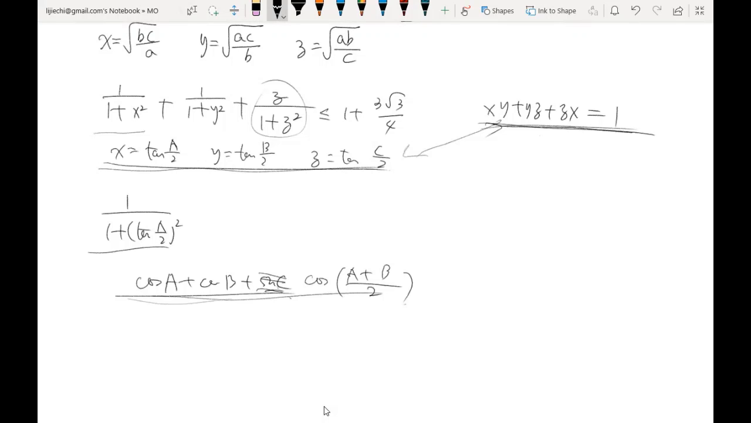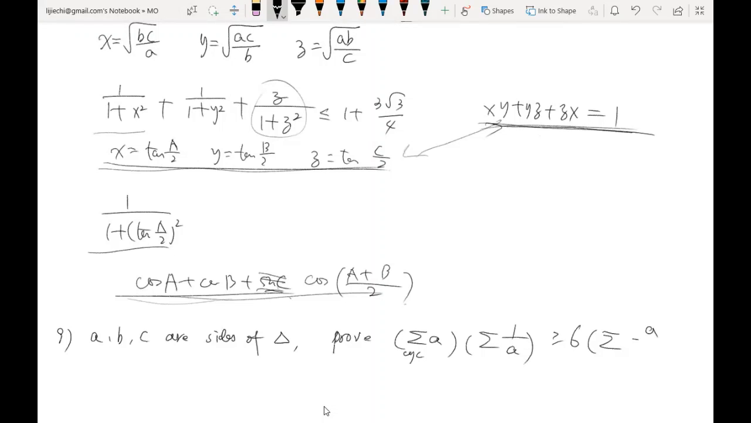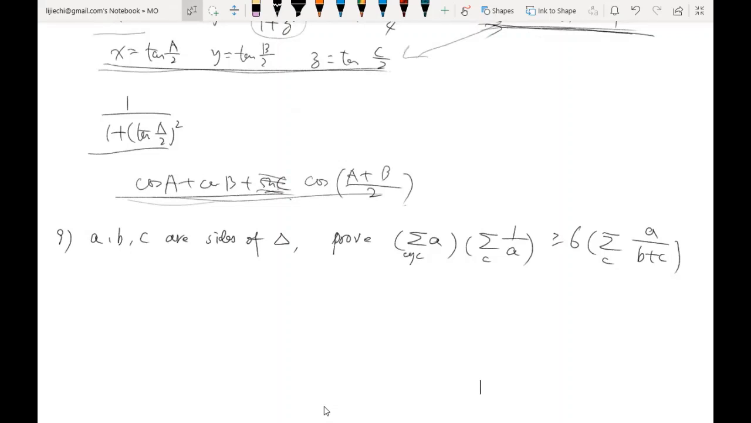Let's say this one, I think problem 9. A, B, C are sides of a triangle, and then prove sigma A, here sigma A just means over A, B, C, and sigma 1 over A is greater than or equal to 6 sigma A over B plus C. So this one, what shall we do here? We have the sides of a triangle, and especially A over B plus C. What is a good substitution?